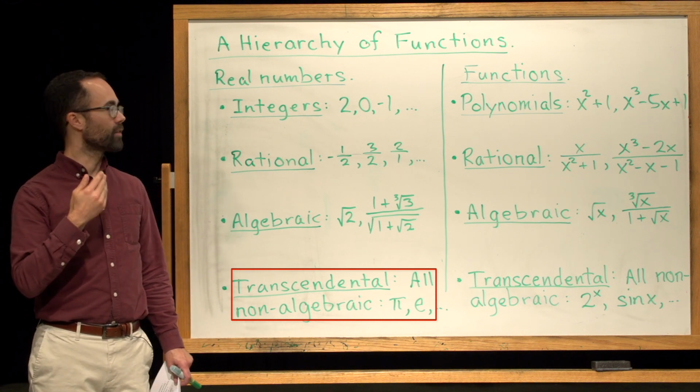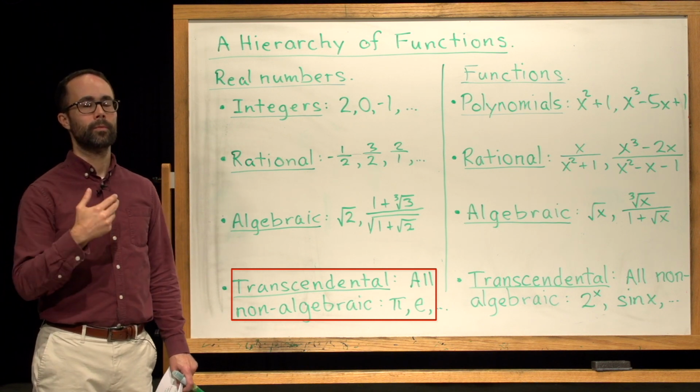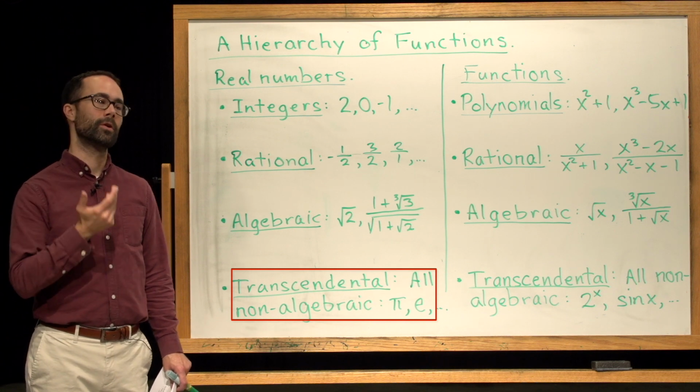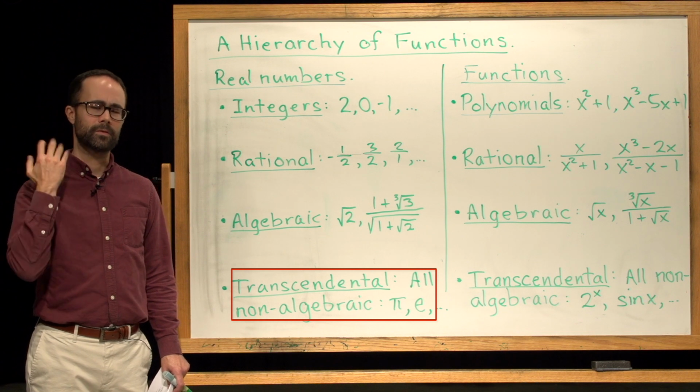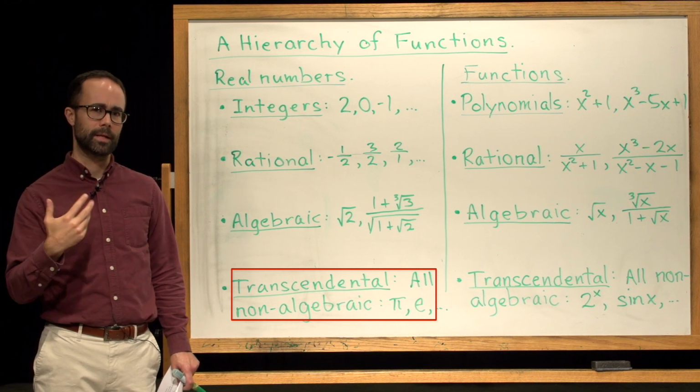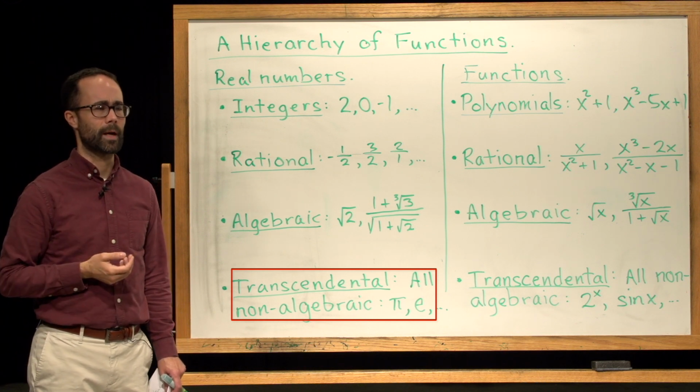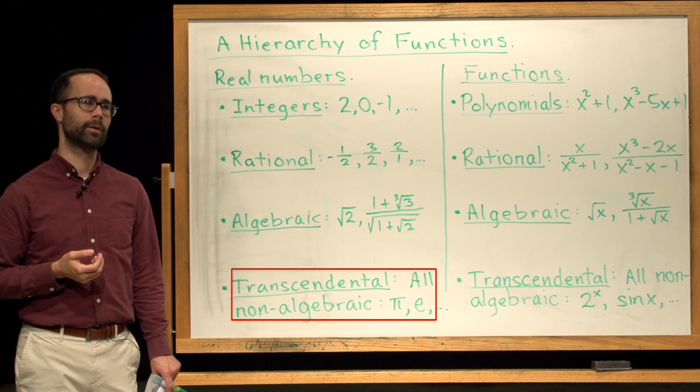So this gives us a way of categorizing numbers. We have our set of real numbers. We can look at the different types within that. And it gives us a way to organize it in our minds so we can use these ideas as we work with numbers later on. By comparison, we can do the same thing with functions.